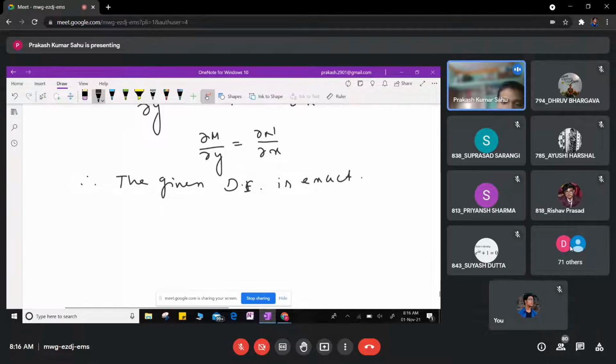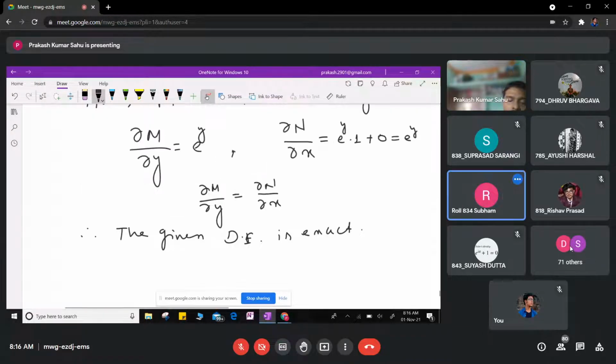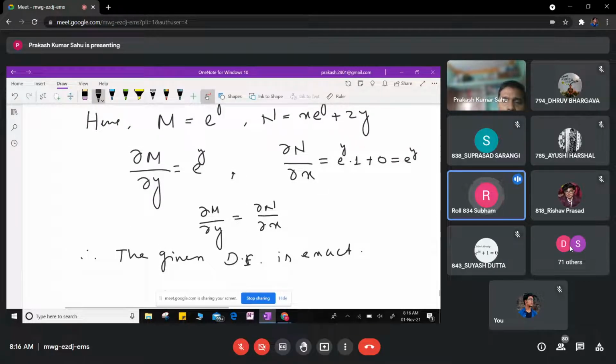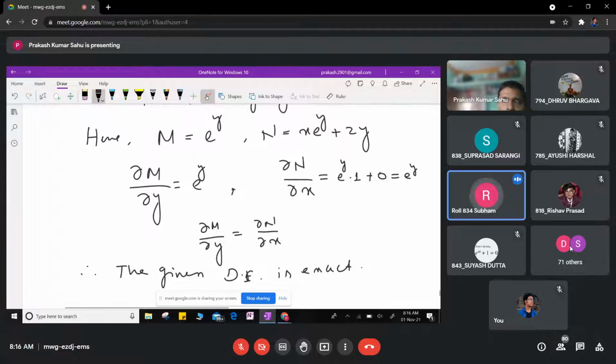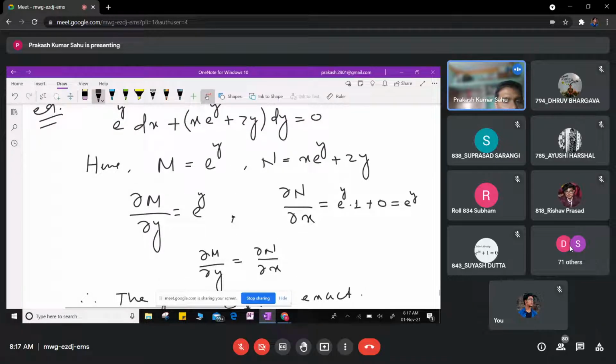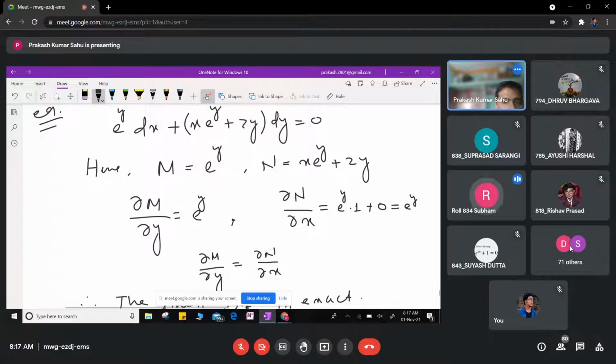Sir, can we find the solution only for a homogeneous differential equation, or non-homogeneous also? In the previous class, we solved the homogeneous differential equation and we solved the non-homogeneous differential equation also.